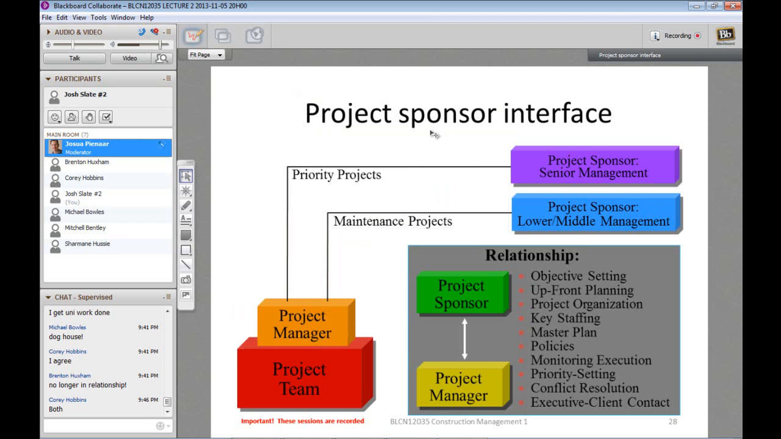Now, if we start looking at the high-level stakeholders, our project sponsor, so obviously there's going to be different stakeholders in our project. Each of those guys have a different role to play and at a different point in time.